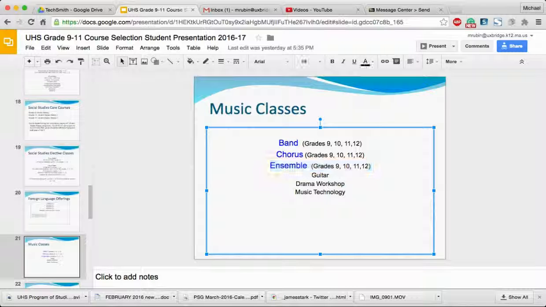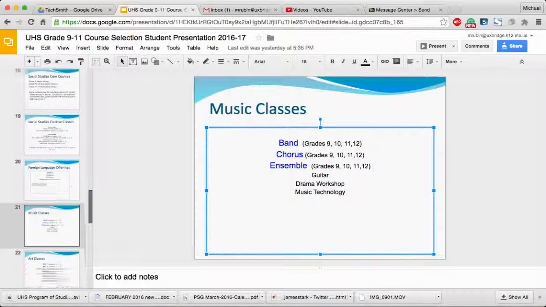If a student who plays an instrument but does not wish to sing does not have the band class fit his or her schedule, we will make every attempt to get that student into the ensemble class. The same goes for students who take chorus but cannot get into the chorus section. Guitar, drama, and music tech are half-year music electives.